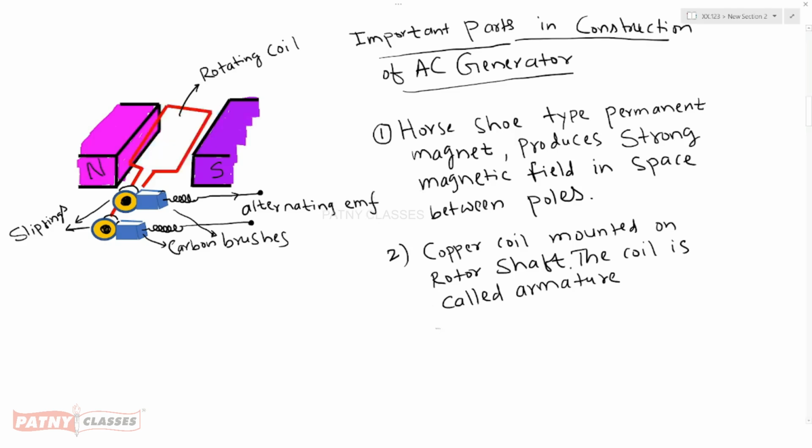The second important part of the AC generator is the copper coil. So this is the copper coil. This copper coil is mounted on the rotor shaft. The coil is also called armature.